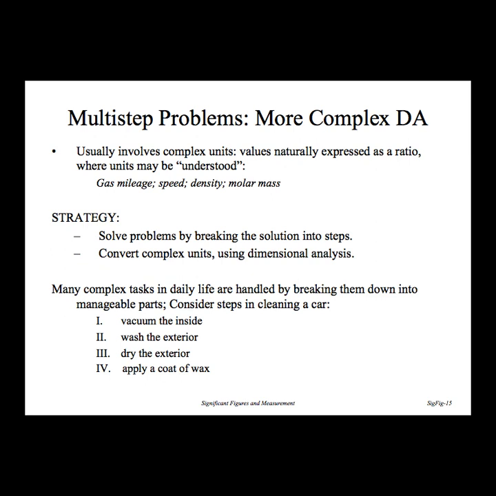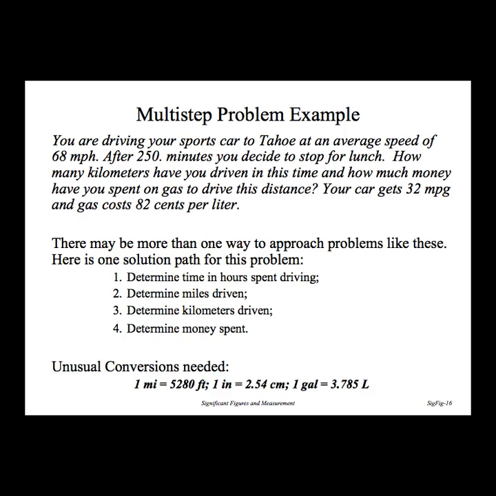Second thing, determine the miles driven. 4.17 hours times 68 miles for every 1 hour. Remember, we're going at 68 miles per hour. That's 284 miles, 3 significant figures. You're only allowed 2 significant figures. Keep that in mind for the next steps of the problem. Once again, remember miles haven't been canceled, neither have hours.